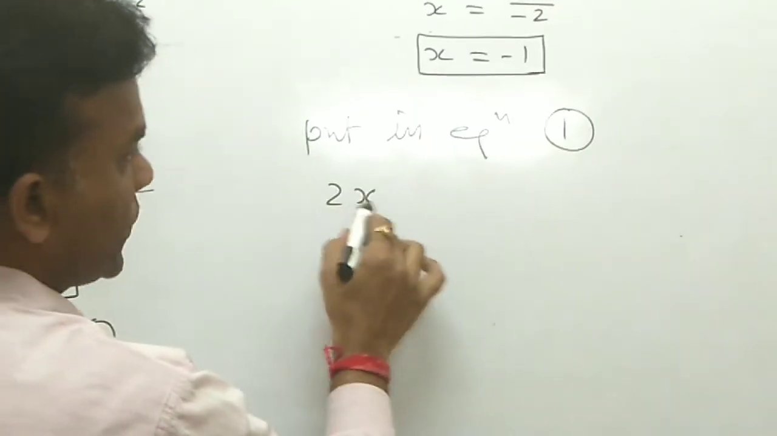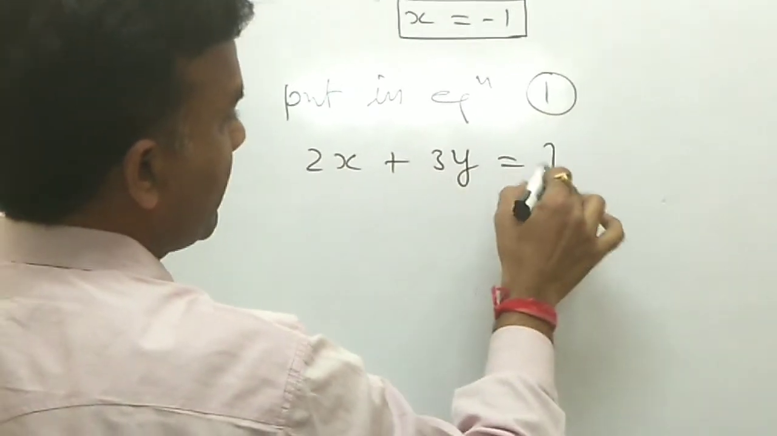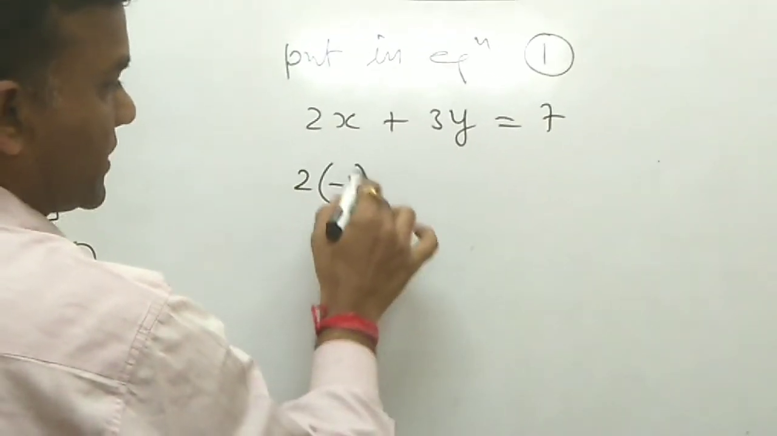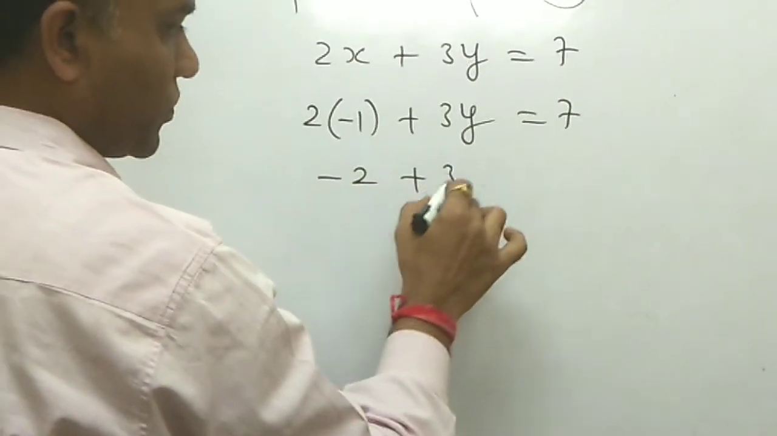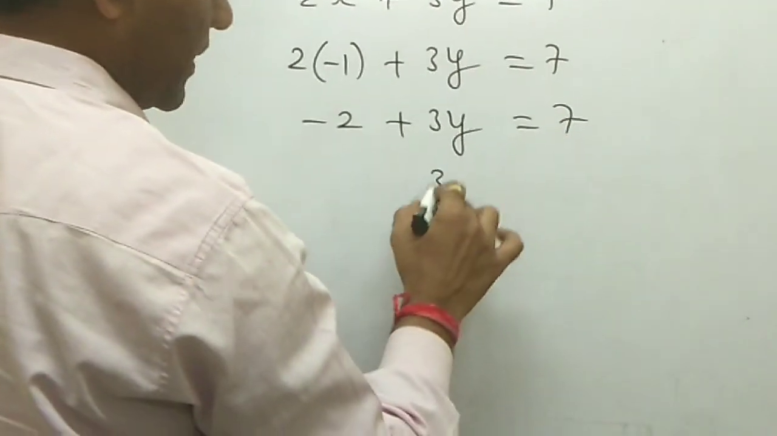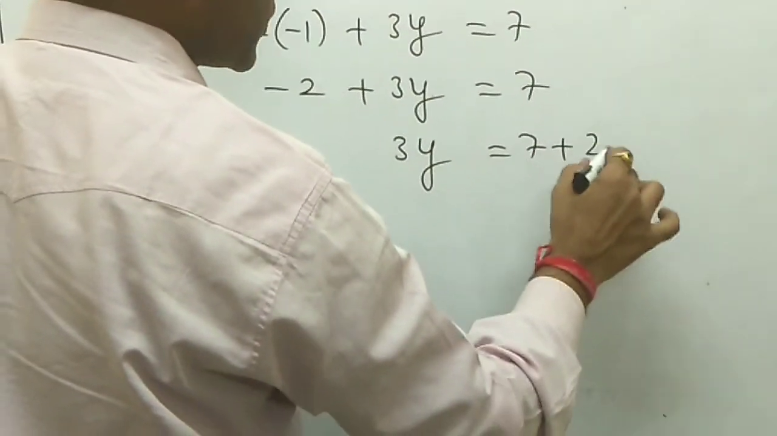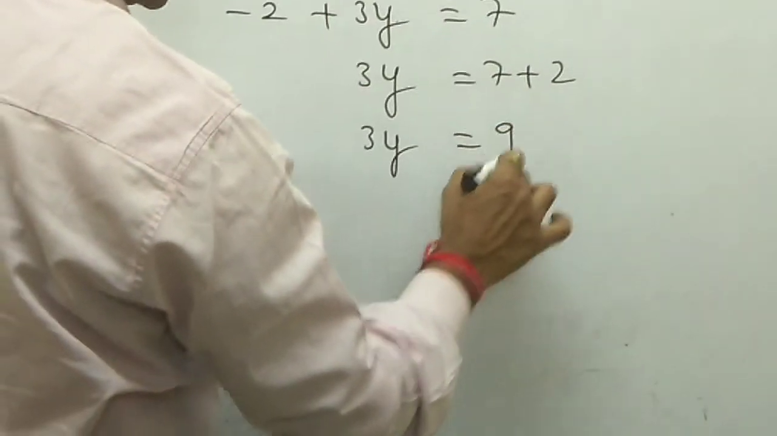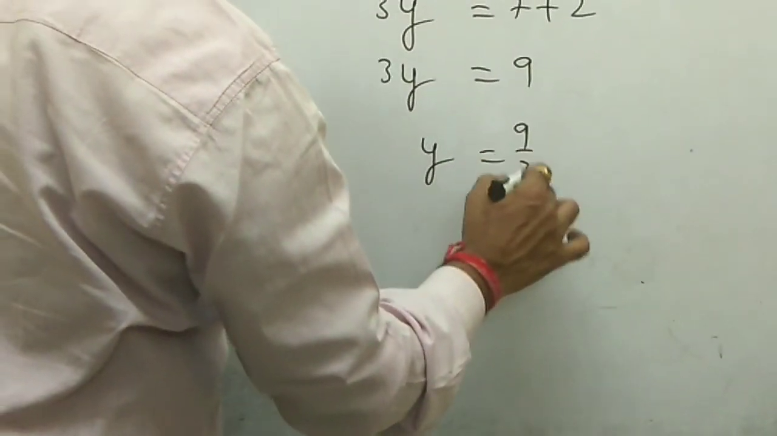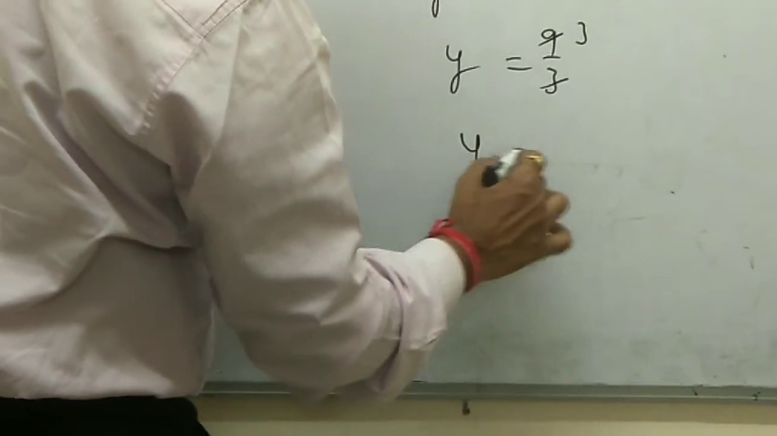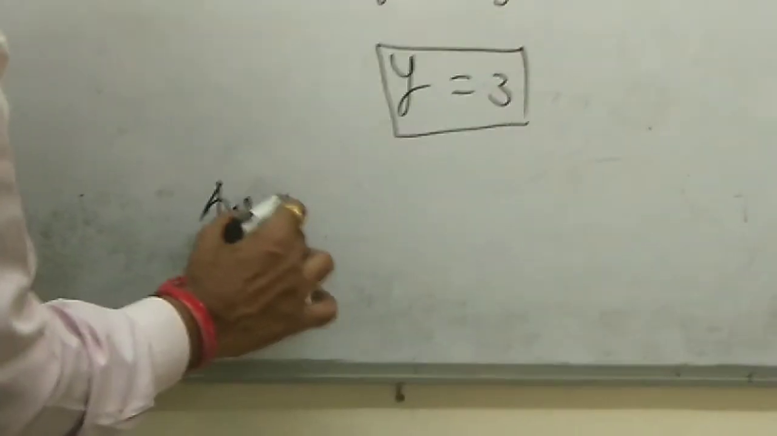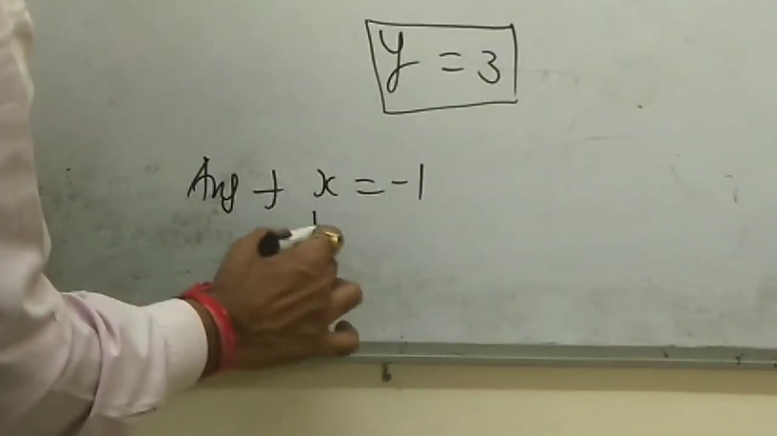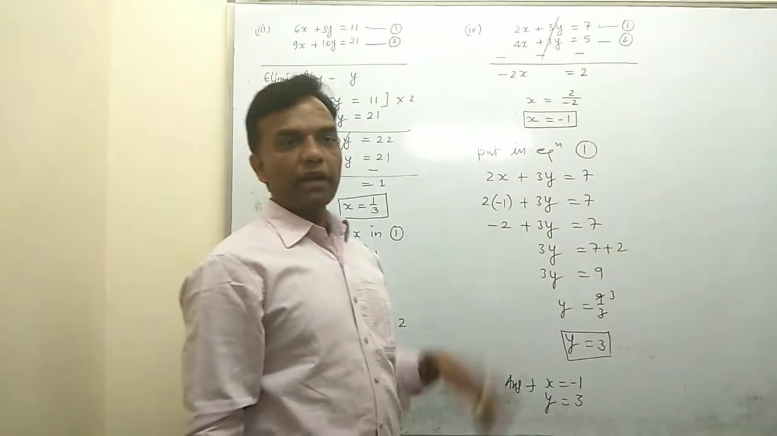Okay, so your equation 2x plus 3y equals 7, and now 2 into minus 1 plus 3y equals 7, so minus 2 plus 3y equals 7, and 3y equals 7 plus 2, so 3y equals 9, and y equals 9 by 3, 3 threes are 9, so y equals 3. Okay, so you got the value of variable y also here, and now your answer is x equals minus 1 and y equals 3. Okay, so not compulsory, very different varieties of questions are here.